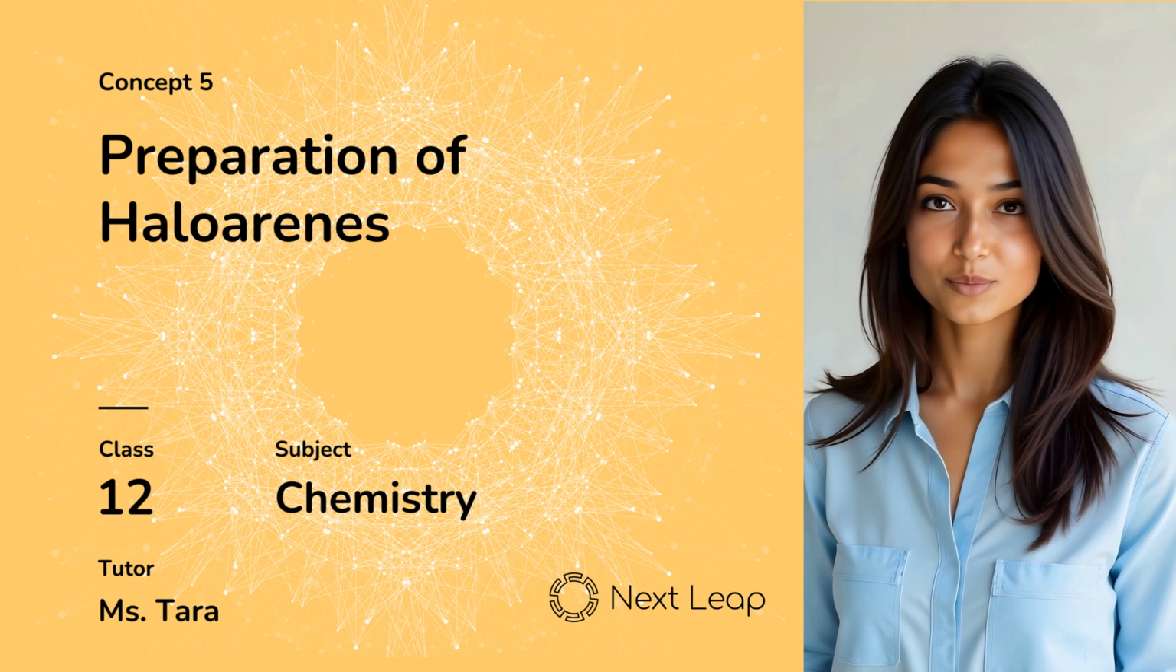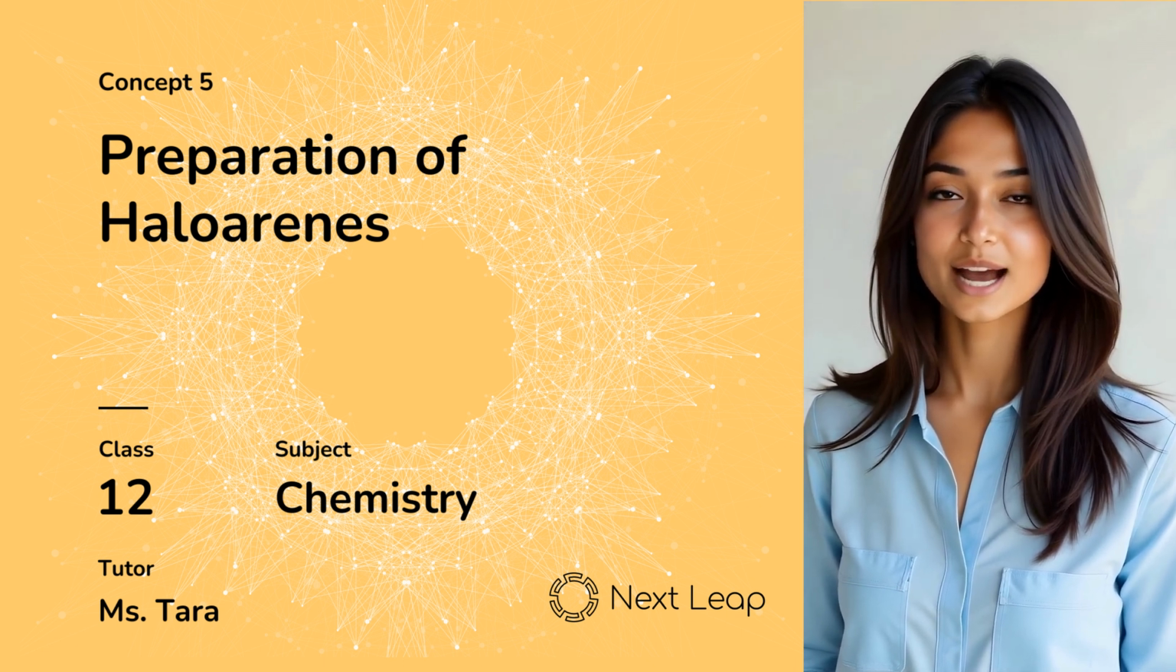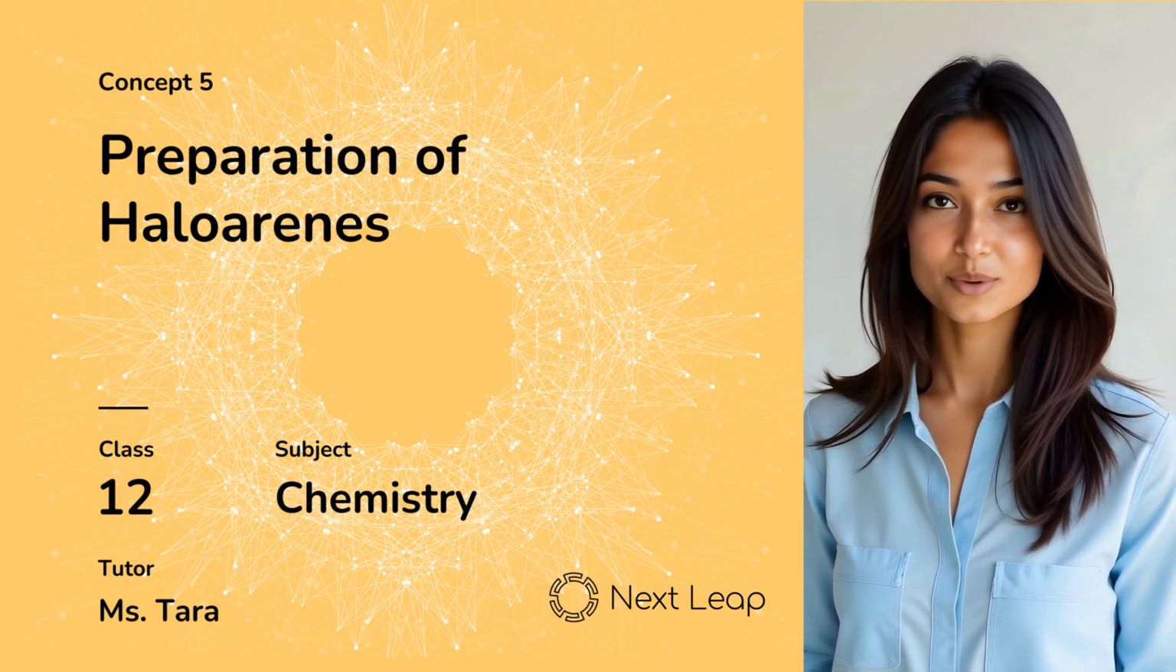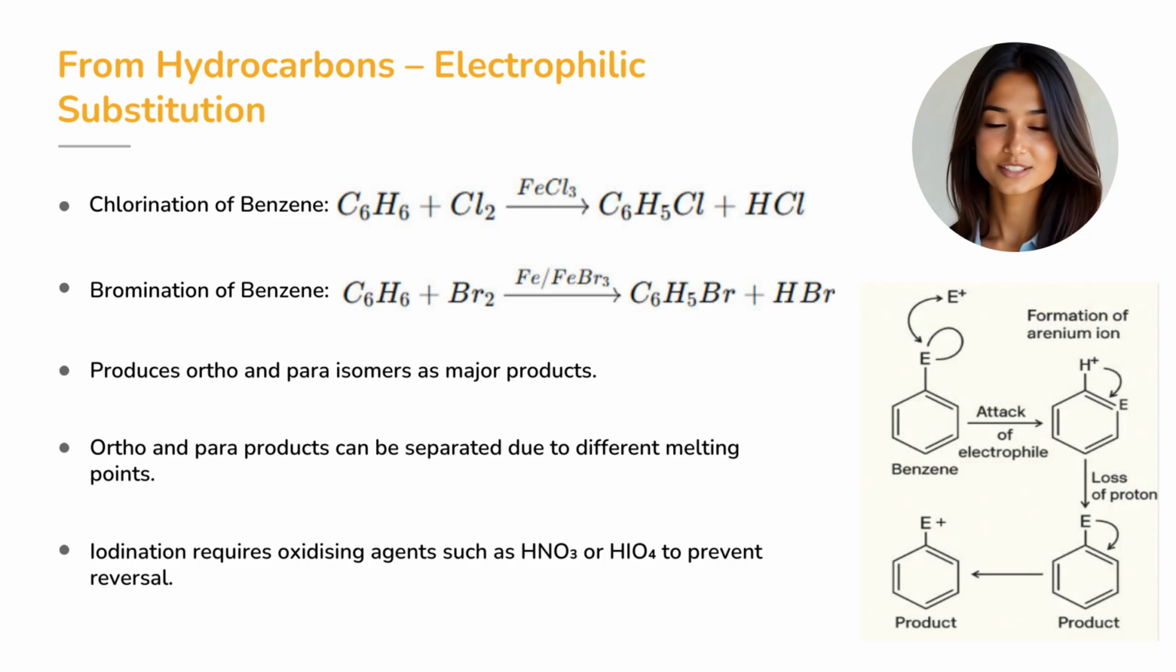These techniques, with the right catalysts or conditions, allow us to place halogen atoms directly onto the benzene ring. Today, we will explore these fascinating methods step by step. Let's start with the most direct approach.